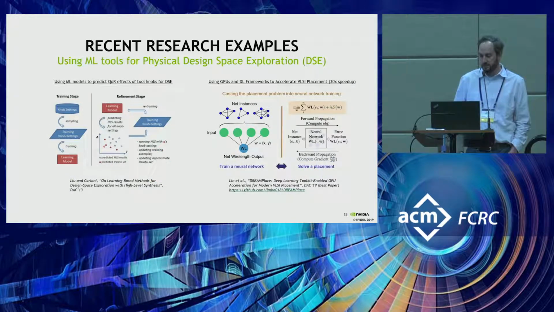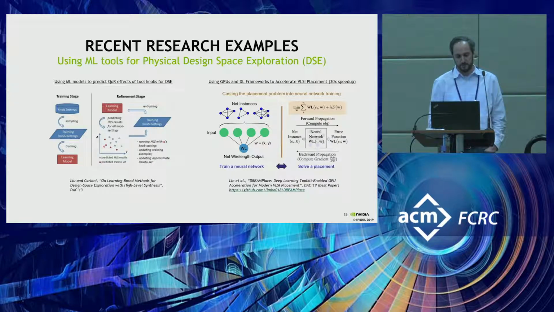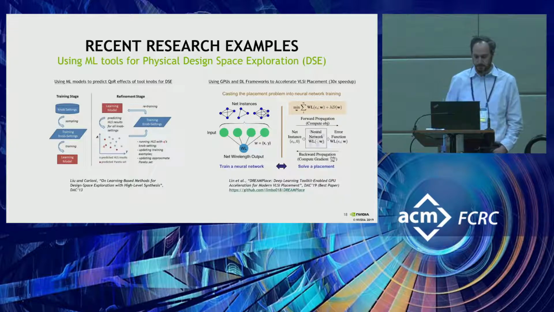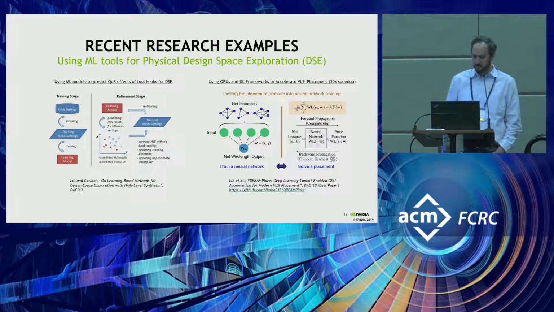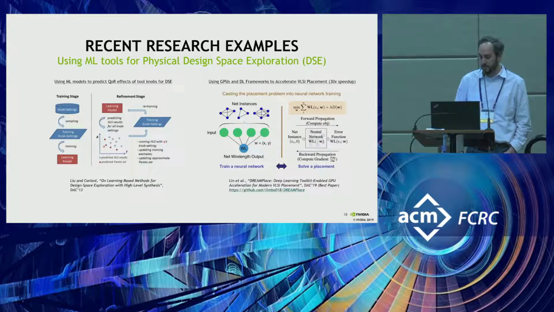And then the other area, as I mentioned, is can we use either machine learning tools or GPUs to do this physical design space exploration automatically? There have been a number of publications, such as from Luca's group, on using ML models to predict QoR effects of tool knobs to help with automatic design space exploration. And some work that we just collaborated on with UT Austin, which just got best paper at DAC a few weeks ago, the idea was basically using GPUs and deep learning frameworks to parallelize VLSI placement.